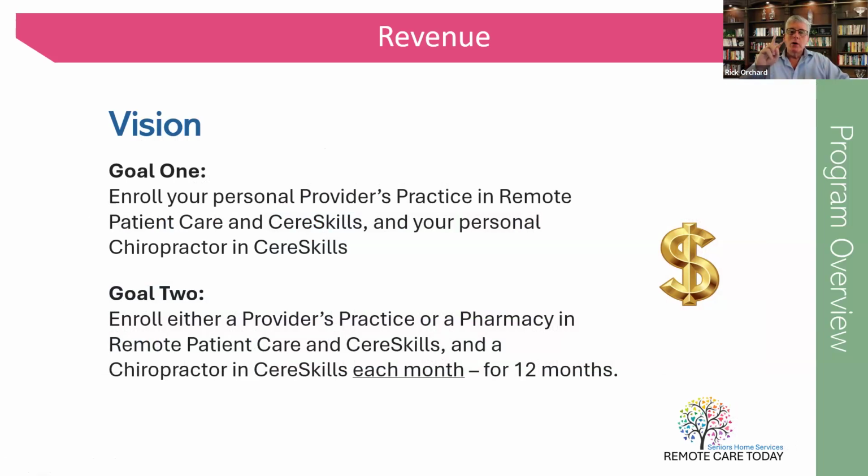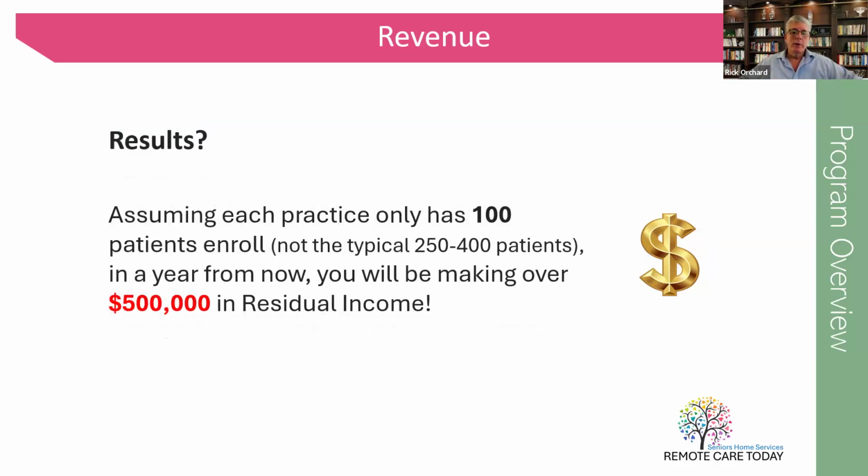Okay. Goal number 2 is to go out and enroll a provider or a pharmacy in remote care and Sarah Skills, and then a chiropractor in Sarah Skills each month. Now you can do that part-time and do that each month for 12 months. Well, what would that look like? Assuming each practice only has 100 patients, not the typical 250 to 400 patients, just 100. In a year from now, you'll be making over $500,000 in residual income. So it can be pretty significant, okay?